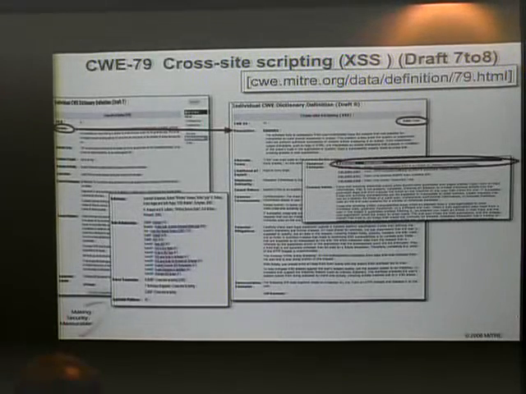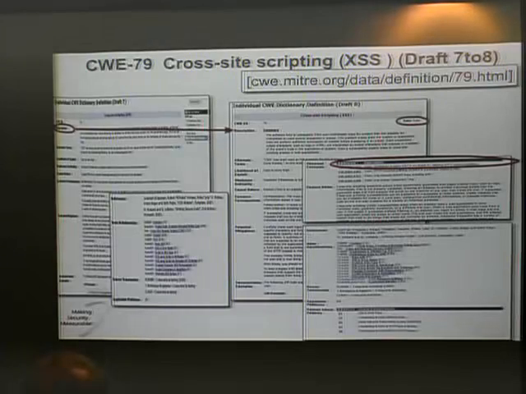We've also added a references section to CVEs. It's always been there, but it was a little hard to find. So these are real-world examples of that type of issue. If you're trying to explain to your boss why they should care about this kind of coding mistake, here are public vulnerabilities in those products. We also, in draft 8, pulled apart weaknesses from attacks.